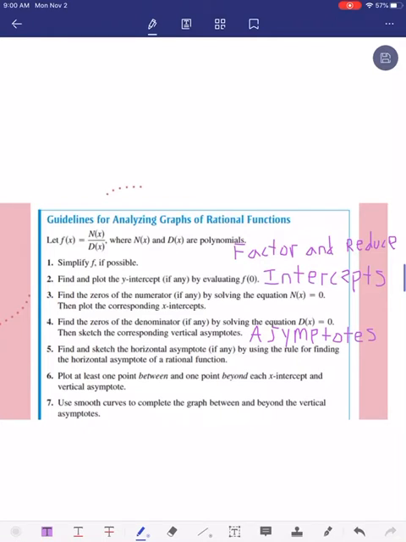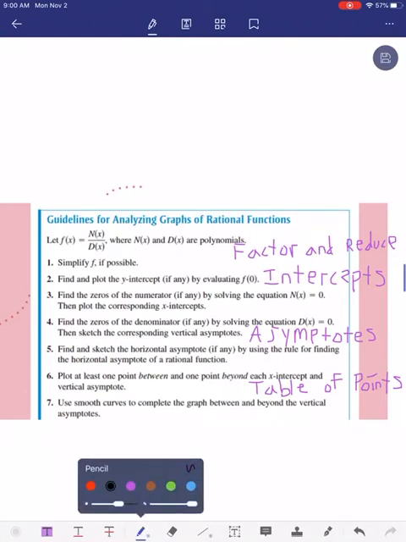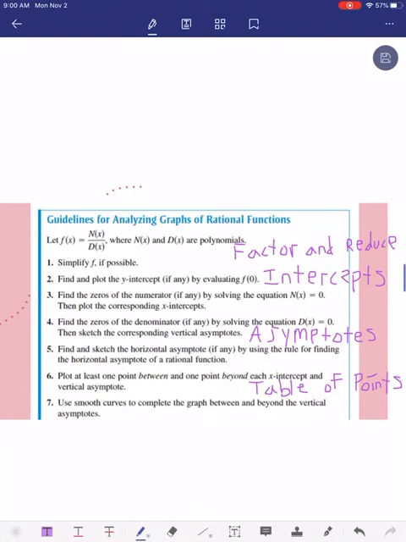And then our last step is to make a table of points. And we'll look at how we pick those points here in just a second. So notice if I look at just the first letters, I have F, I, A, T, or FIAT. Like the car.